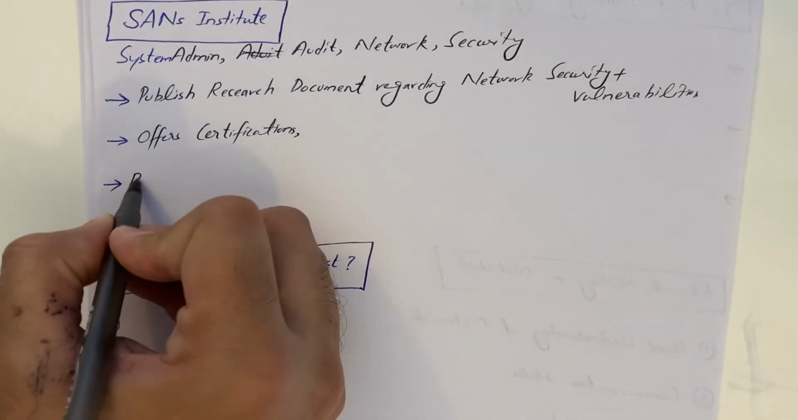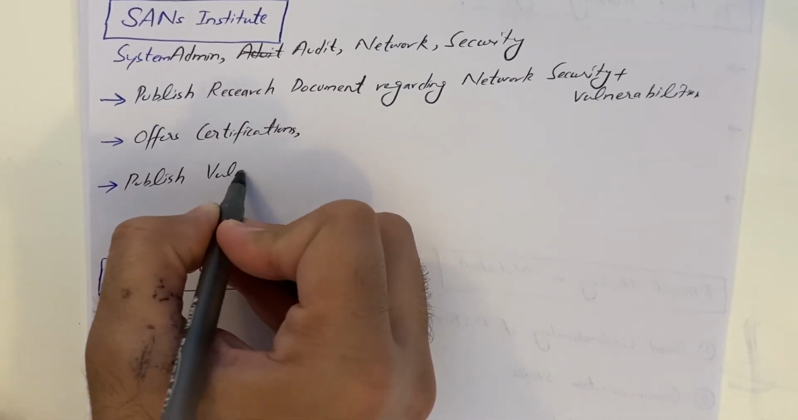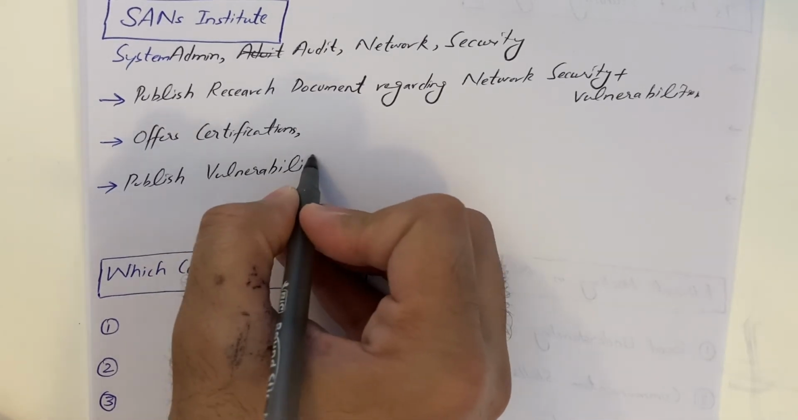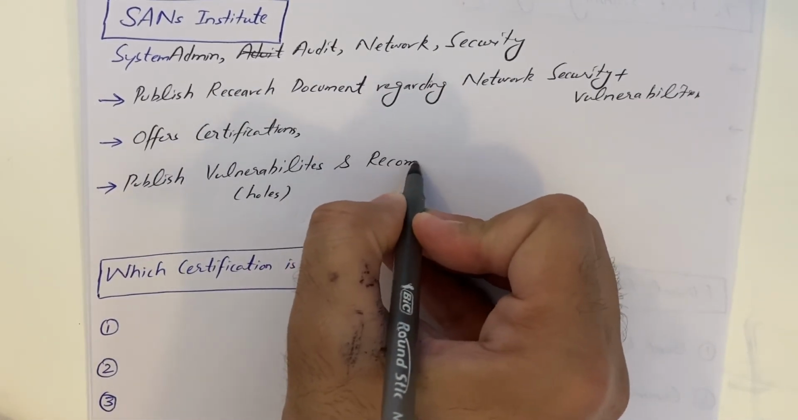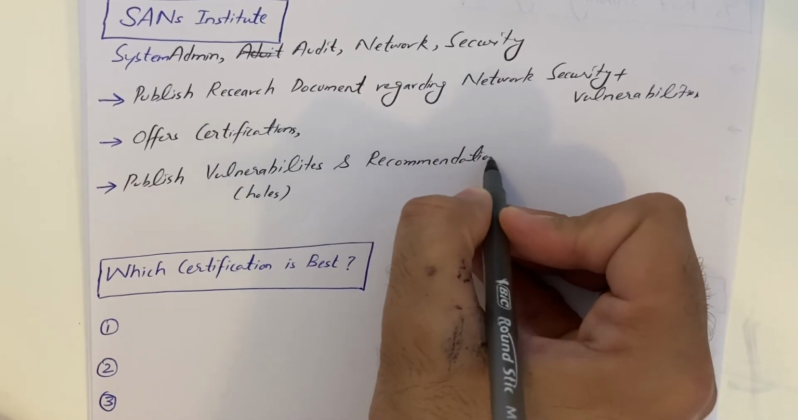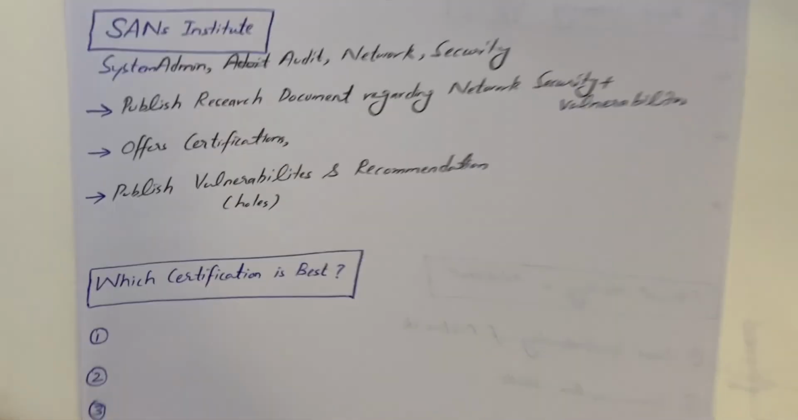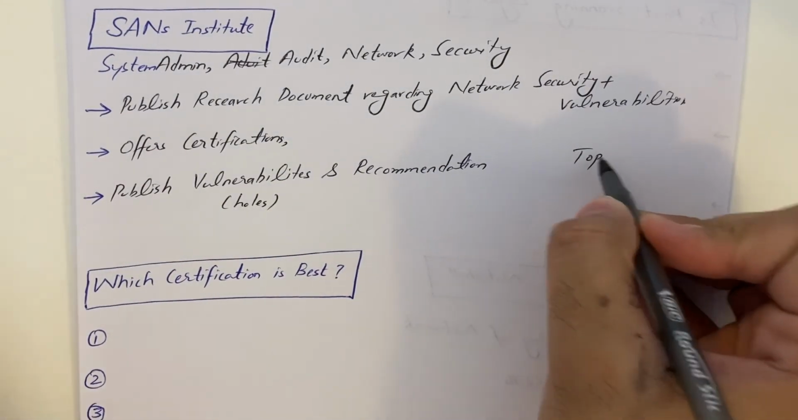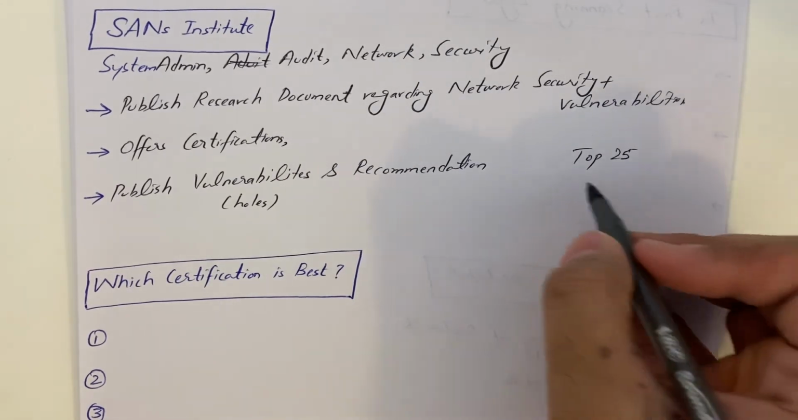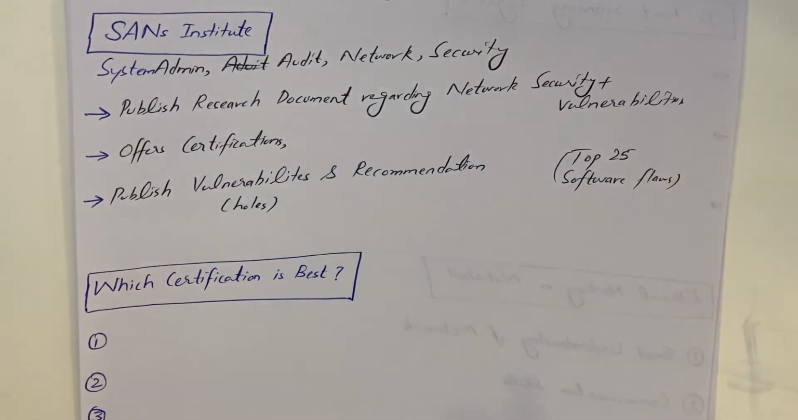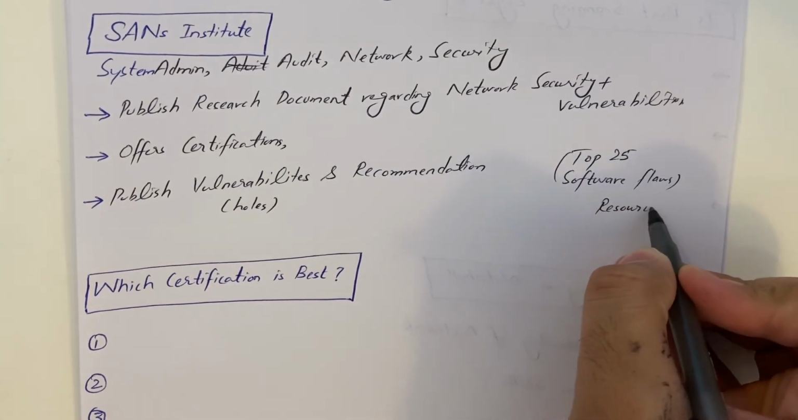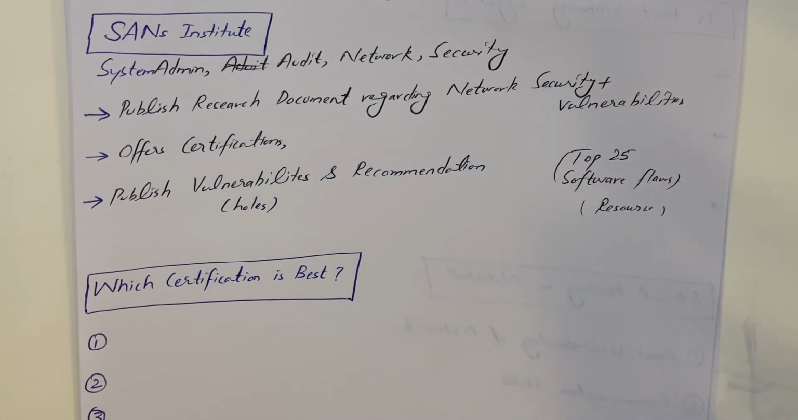Other than that, they publish the new vulnerabilities, which they call holes, and also recommendations for avoidance. The most popular document published by the SANS Institute is their top 25 software errors, or dangerous software flaws. If you visit their website, www.sans.org, under resources, you can see these top 25 software flaws, recommendations, how we can avoid them and all that stuff.